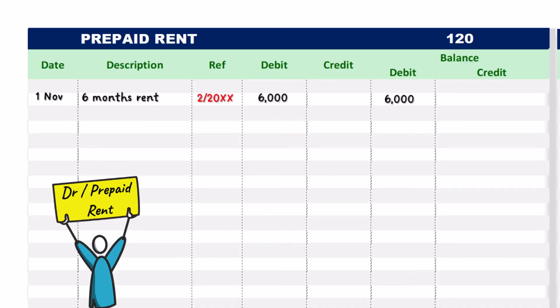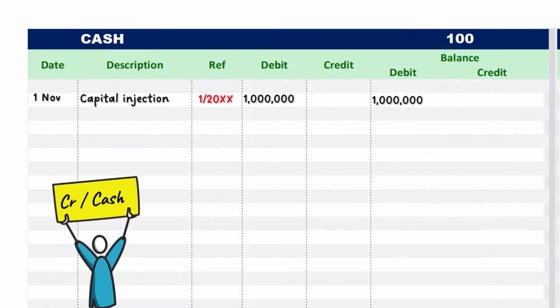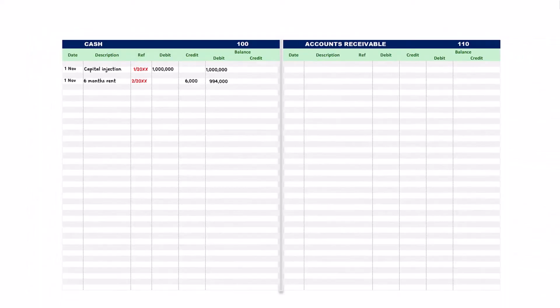Then flip back to the cash account, and again, insert the date and description, 6,000 in the credit column. The balance before posting the second entry was a debit balance of 1 million. By subtracting the credit of 6,000 from that balance, we get a new balance for the account, which is a debit balance of 994,000. And finally the reference number for the journal entry.